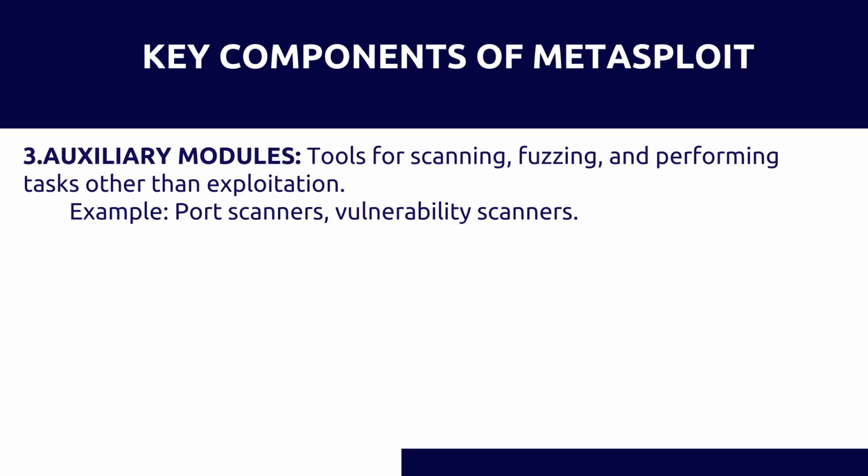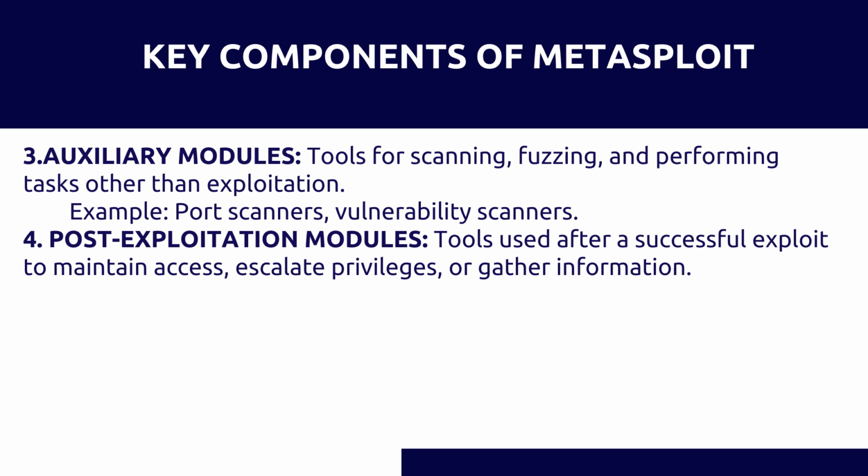Number 3, we have the auxiliary modules. These are tools for scanning, fuzzing, and performing tasks other than exploitation. What are the examples? Port scanners and vulnerability scanners. Number 4 is post-exploitation modules. These are tools used after a successful exploit to maintain access, escalate privileges, or gather information.